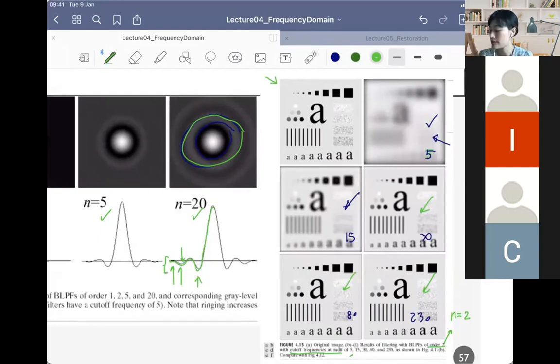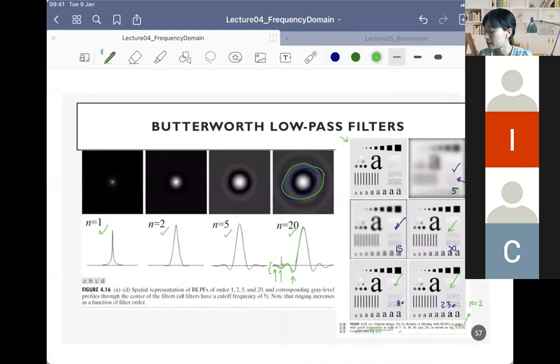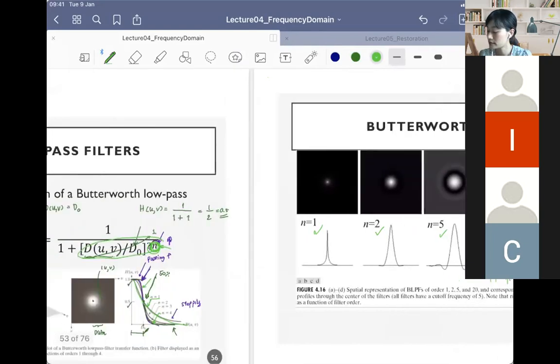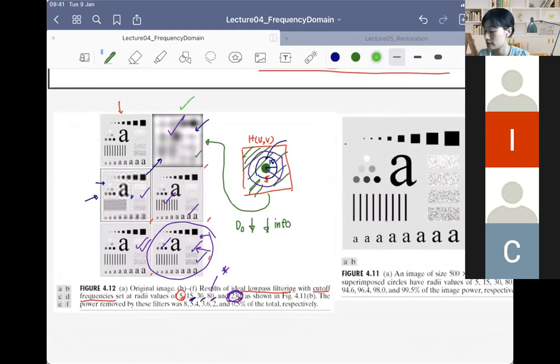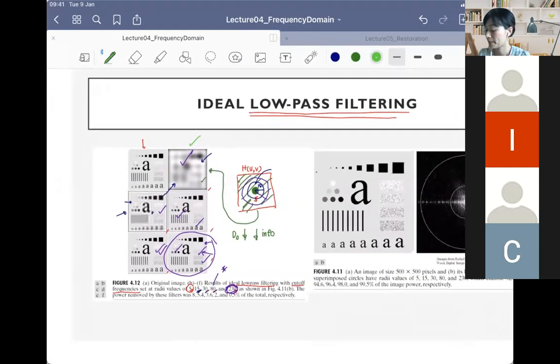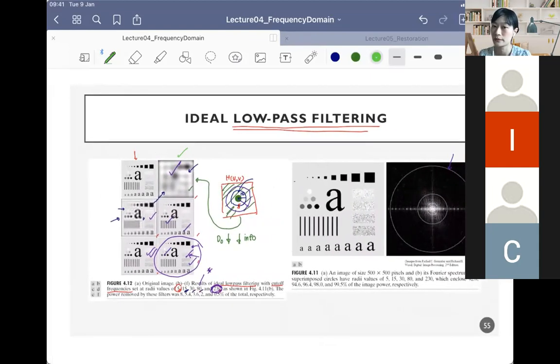But what is different between the Butterworth filter and the ideal low pass filter? Have you noticed? The result from the ideal low pass filter and the result from the Butterworth low pass filter, do you see a difference between them?